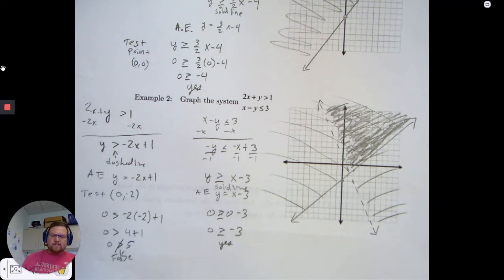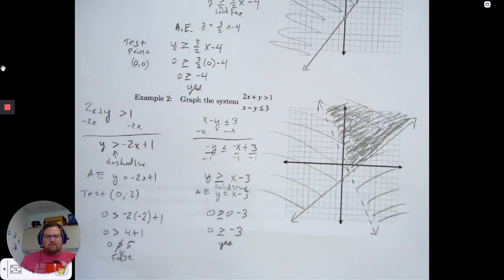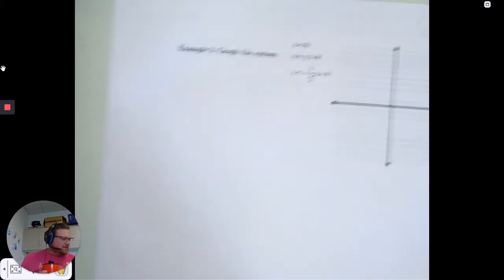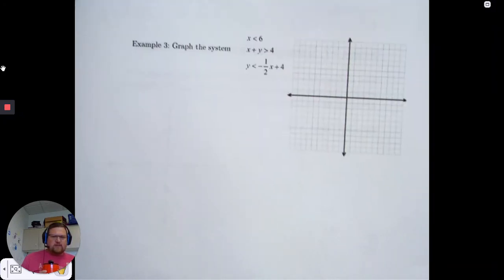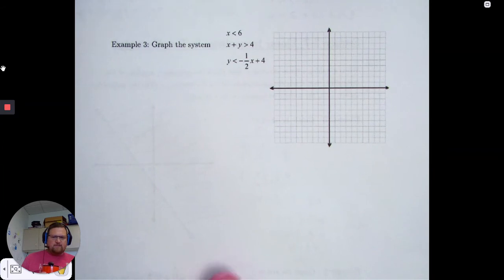Now, one of the cool things about this is it doesn't matter how many of these you graph, you can keep graphing them, and you can keep narrowing down areas. So the one on the back that we're going to go over is actually 3 equations. So we're going to have to graph all 3 of them to determine the area that's enclosed by those 3 lines.